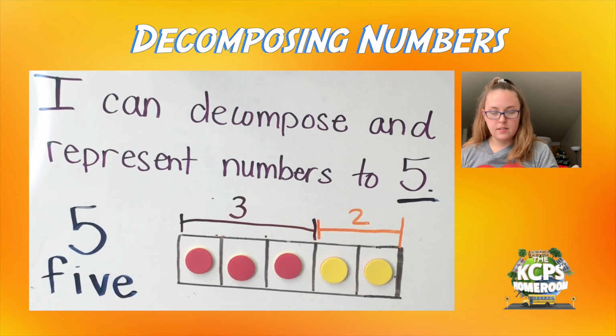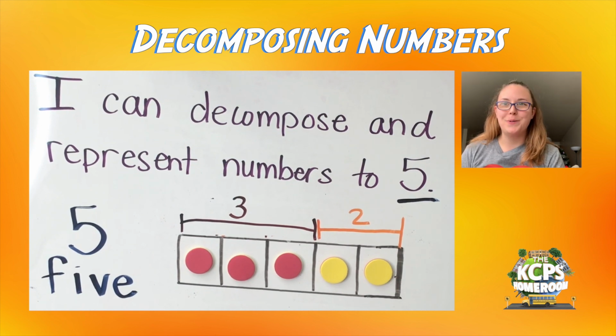Now look at these number sentences. What do you notice? Do you notice anything tricky here? This is a special case in math, and it has a very special name called the commutative property. And that just means that it doesn't matter whether we write 2 plus 3 or 3 plus 2. We know that both equations are equal to 5.